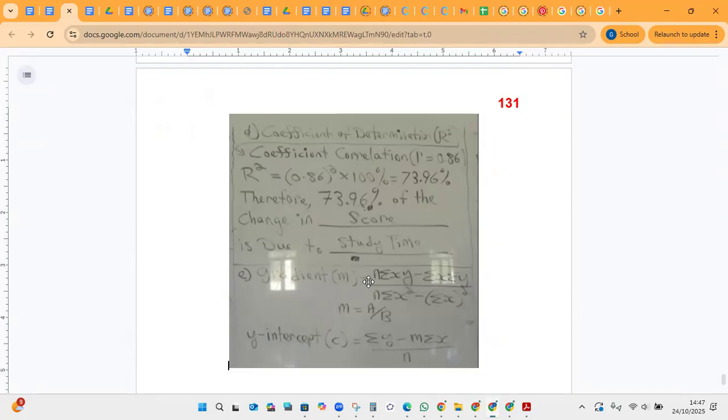So here's the gradient equation again, and it's simplified to A over B, as you can clearly see. The numerator is identical, and 3 and 4 are identical. And the y-intercept is the sum of y minus m times the sum of x, over n.